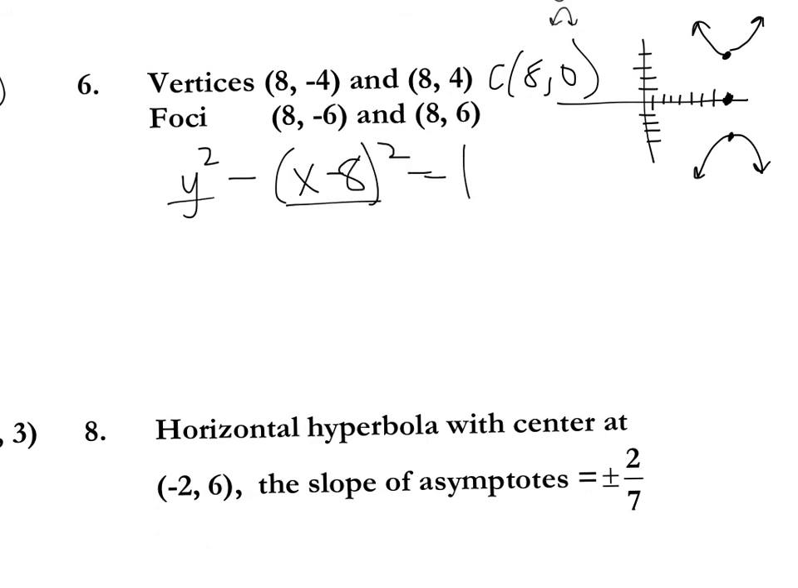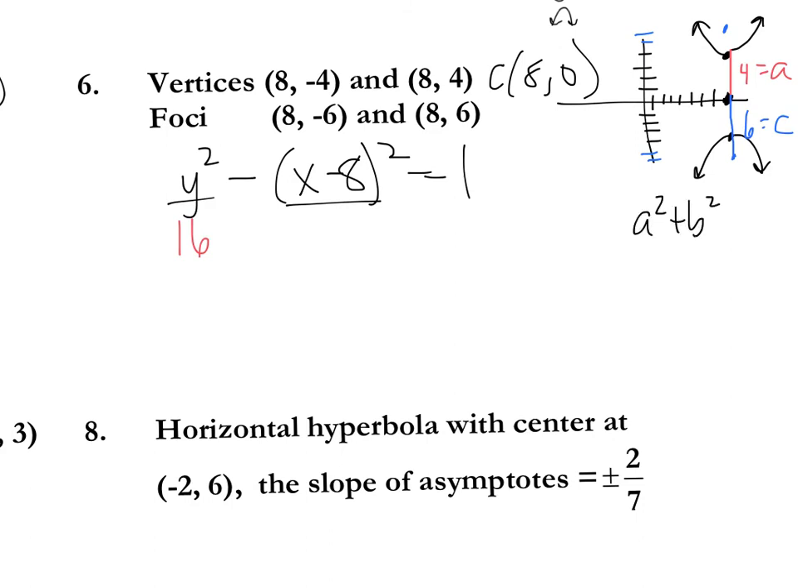Boom, boom. And then really similar to number 5, all we're doing here is we're trying to figure out what my a squared is, and I went from the center to go up to the vertex 4. That's my a. That means that a squared is 16. So that's that part. And then I also need to figure out the foci. So 8 negative 6 and 8 positive 6. So that's down here as a focus, and up here is a focus. So the distance from the center to the foci, well, that was 6. So that means that my c squared equals 36.